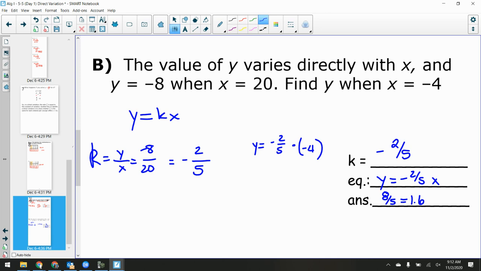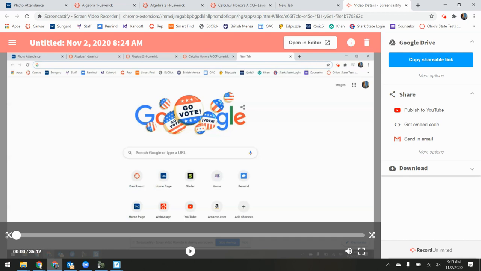So that's a direct variation. That's a direct variation where I don't have any pluses or minuses on it. Okay, if y is equal to a number times x. Tomorrow we'll talk a little bit more on the word problem side of direct variation. So long, everybody playing along at home.